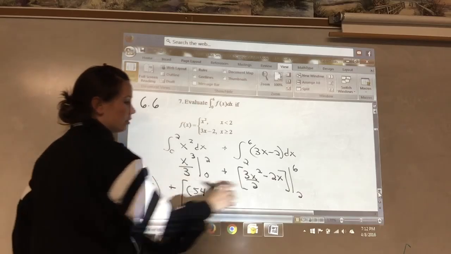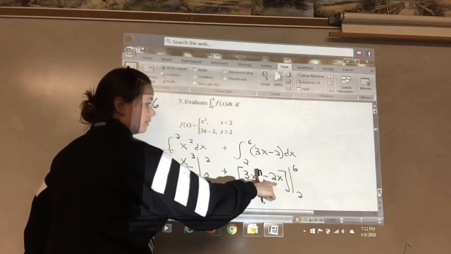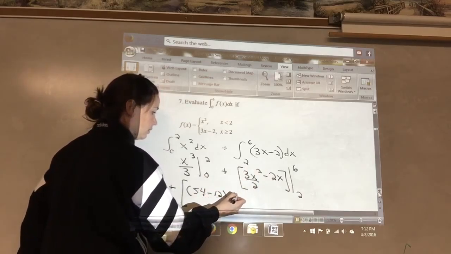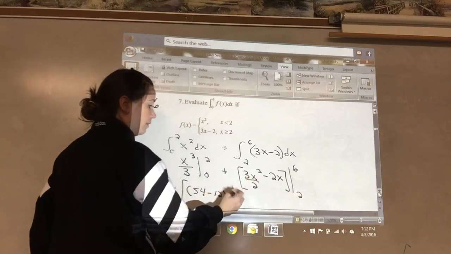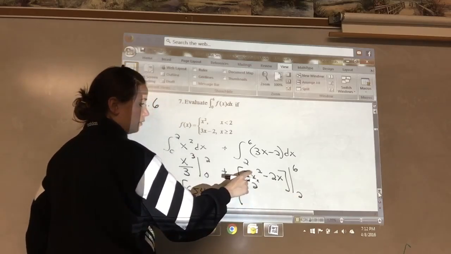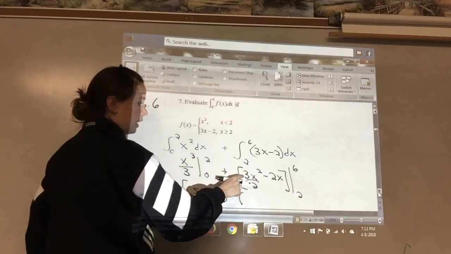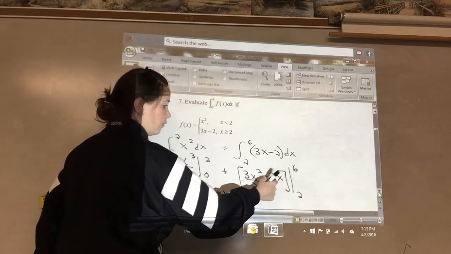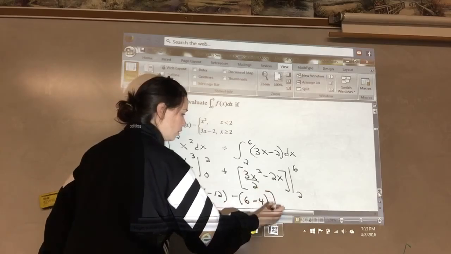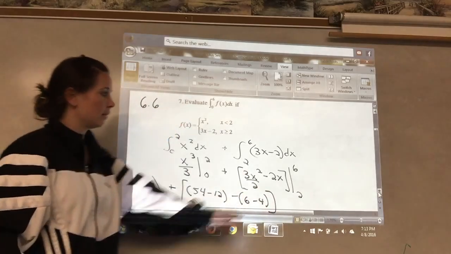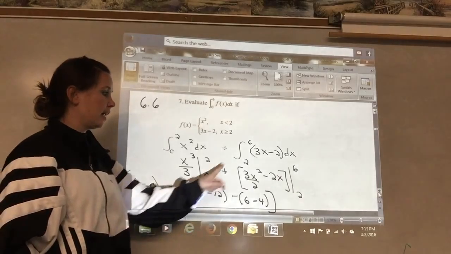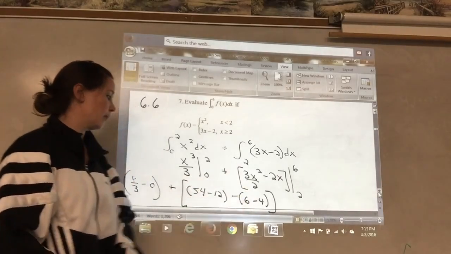Okay, and I also have to subtract that 12, subbing 6 in here. Okay, minus, sub the 2 in. 2 squared is 4. 4 times 3 is 12. 12 divided by 2 is 6. Minus 4. Okay. So you can see in the second piece, my second integral, I had to sub in 6 to the whole problem, and I had to subtract that by subbing 2 into the whole problem.